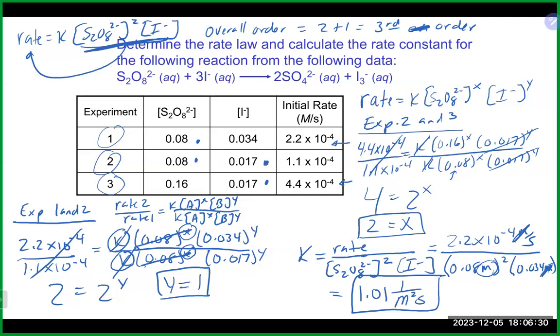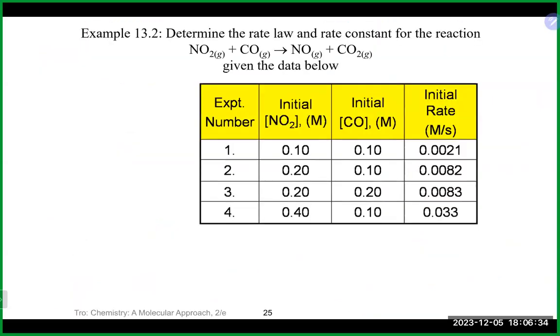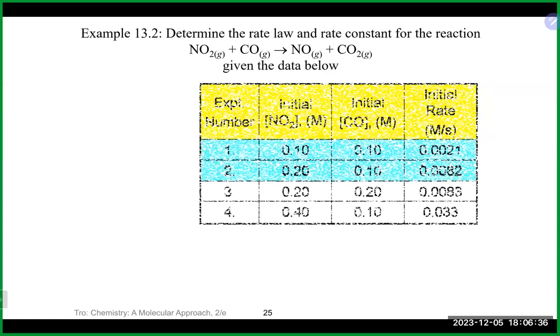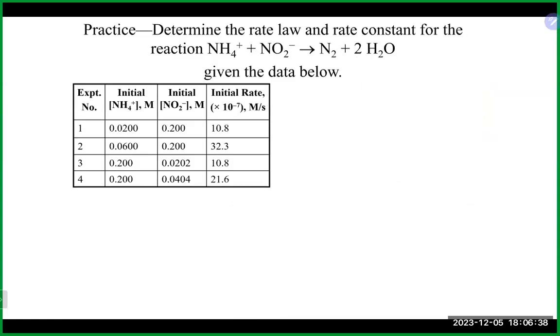So it's very similar to what we did at the end last time. So let's do one more just to make sure. I think you have this one. Let's do this one, I think. Same thing, figure out the rate law.